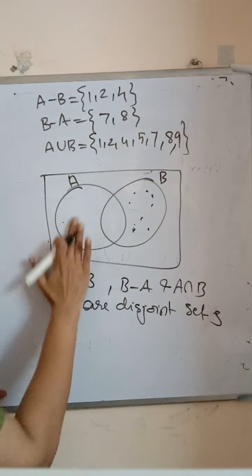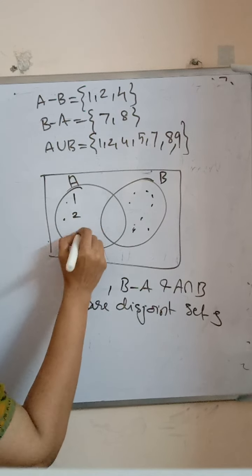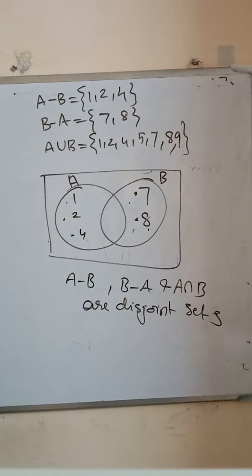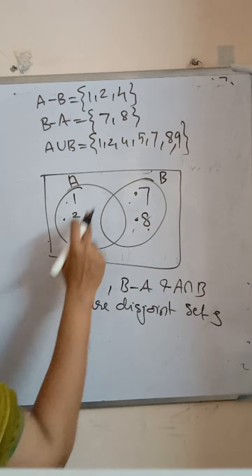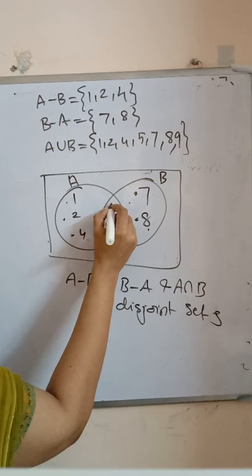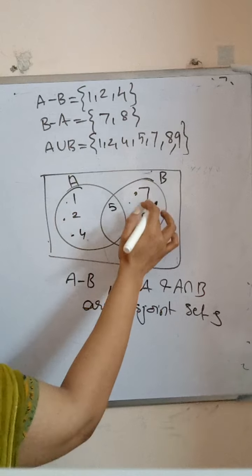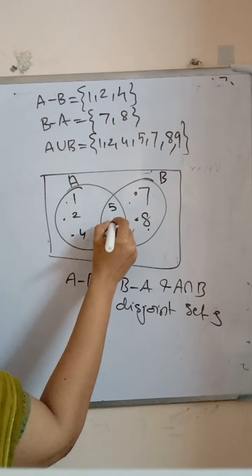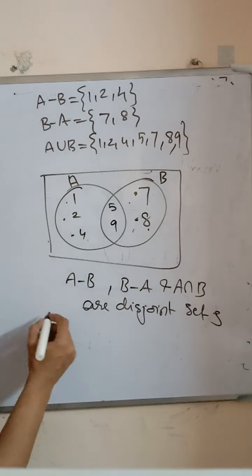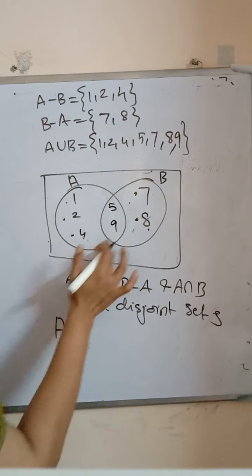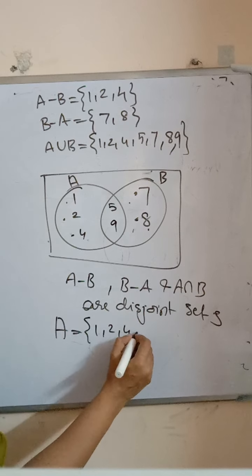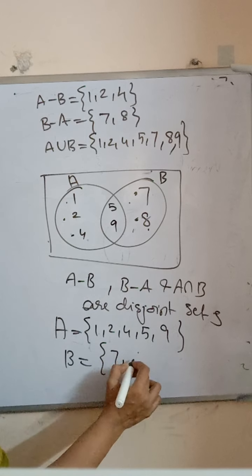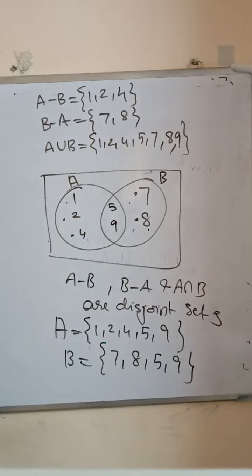Here A difference B is 1, 2, 4 and B difference A is 7, 8, and A union B is given as 1, 2, 4, 5, 7, 8, 9. 5 is not in A difference B or B difference A, so it is in A intersection B. 9 also does not belong to A difference B or B difference A, so it is also in A intersection B. So our set A is this circle, that is the set 1, 2, 4, 5, 9, and B is this circle, that is the set 7, 8, 5, 9. Okay, thank you.